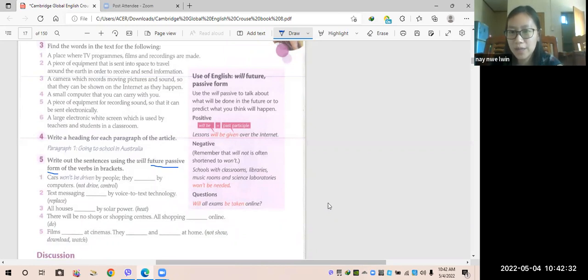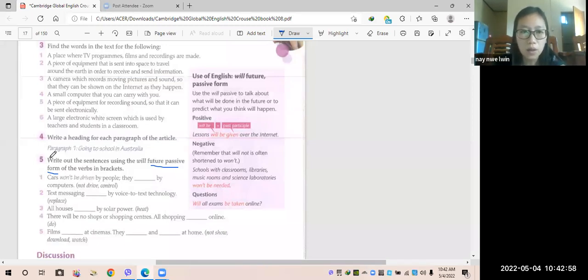The 3 tenses will be present perfect continuous, past perfect continuous, and future perfect continuous. Yes, there are altogether 12 tenses. This time we'll talk about one of the tenses with its passive form: the future passive form. The pattern is will be plus verb 3. In every future passive tense, we have to use the past participle, right? Verb 3.